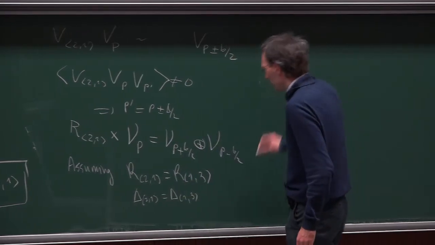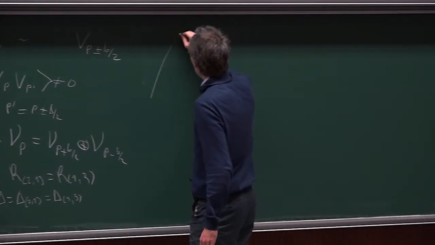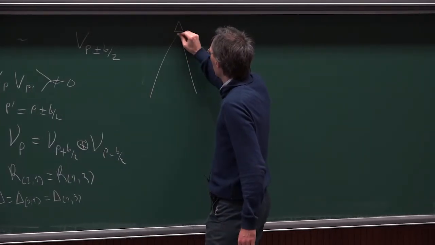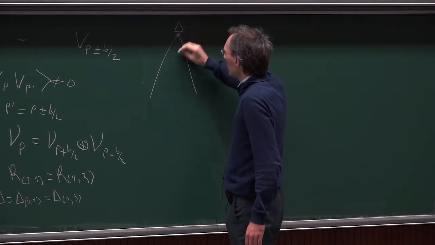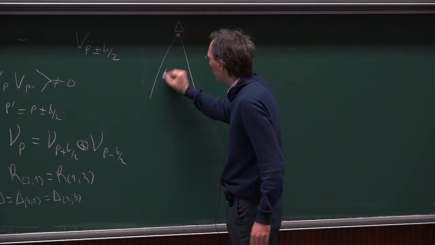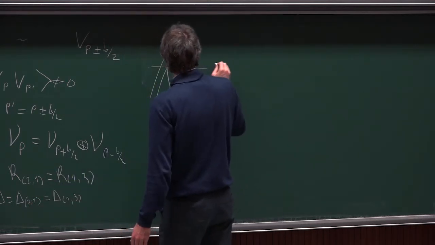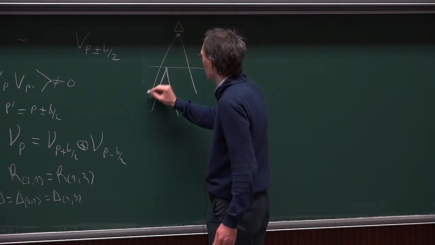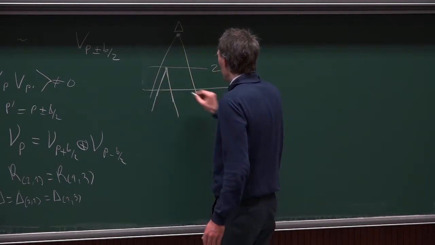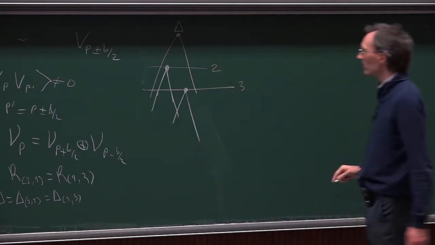Let me call this dimension delta. It means that we have a Verma module starting with the primary state of dimension delta. And this Verma module has two null vectors: one null vector at level 2, which generates its own Verma submodule, and one null vector at level 3, which generates its own Verma submodule.